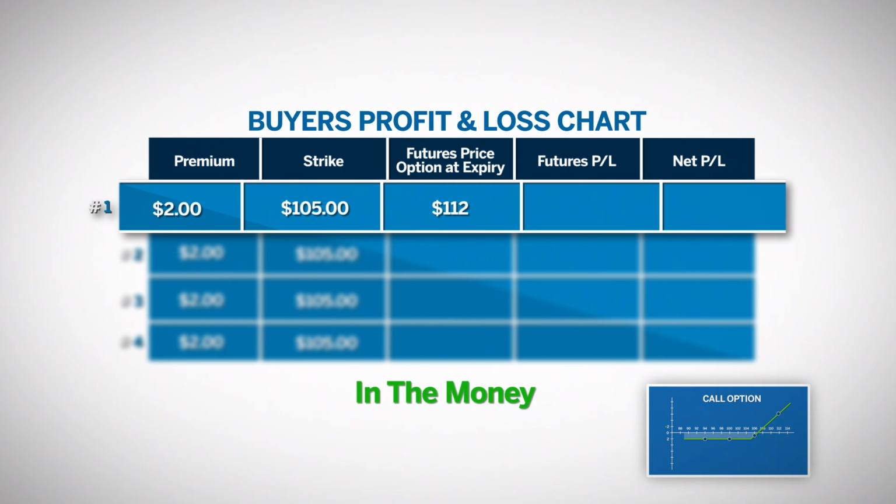This option is in the money. You exercise the option at 105. With the futures at 112, this will result in a gain of 7. If you subtract the $2 premium paid for the option, your net profit will be $5.